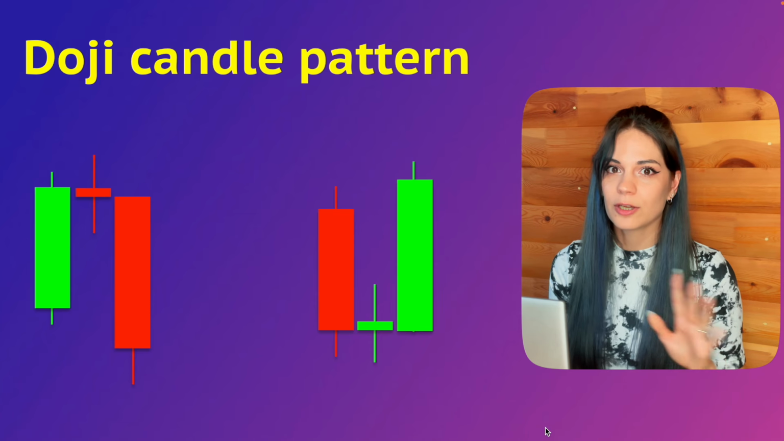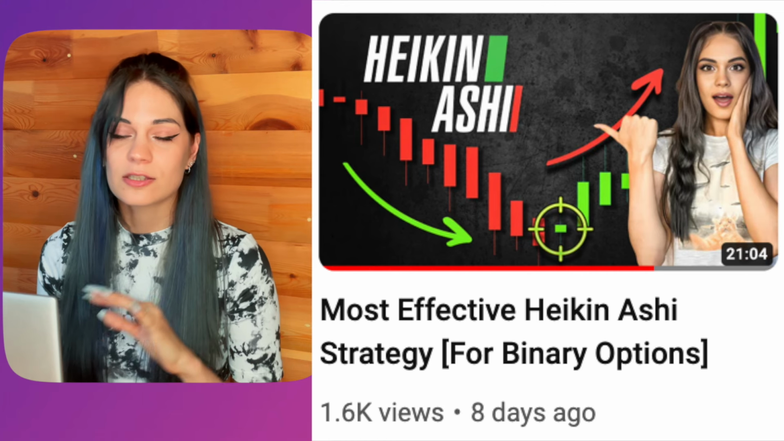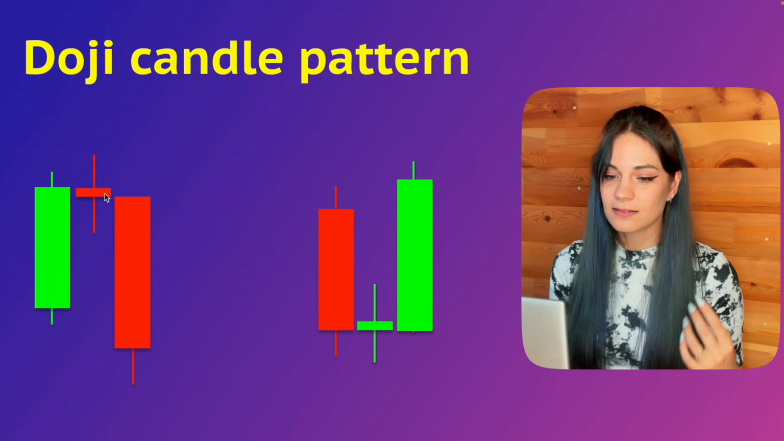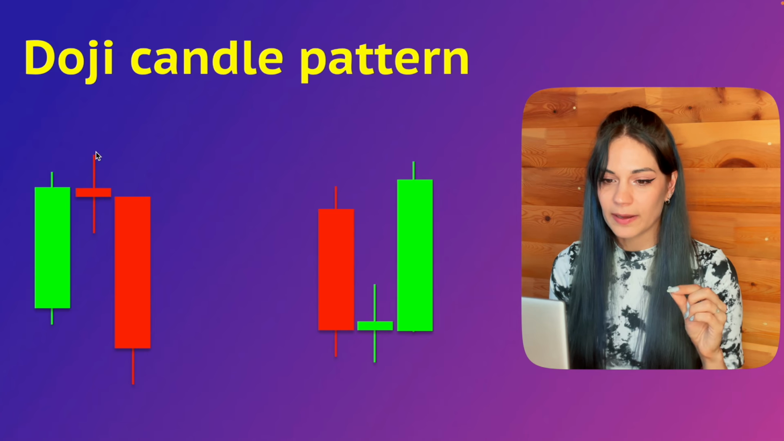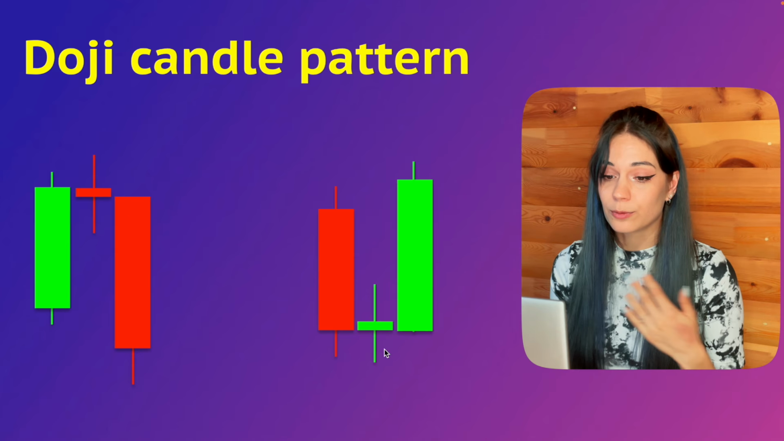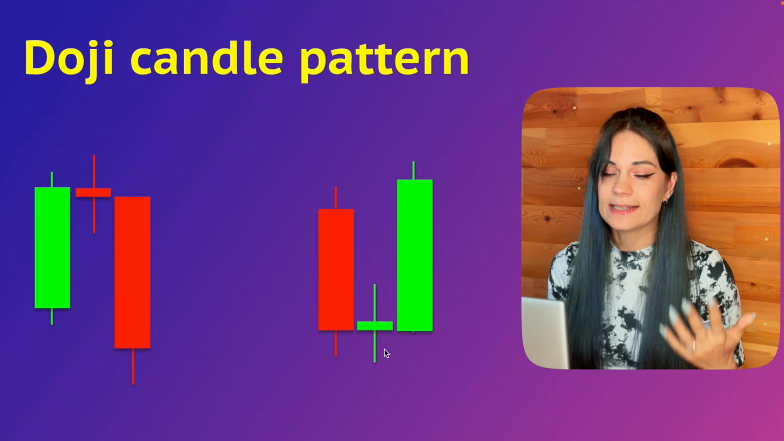Now, the next candle pattern. And this pattern you actually already know because we used it in this video right here, and this is the Doji candlestick pattern. And let's talk about how it works. Basically, a Doji candlestick is a little candlestick with a really small body and big shadows from both sides. It can be red color or green color. It doesn't really matter. What matters is what it means.